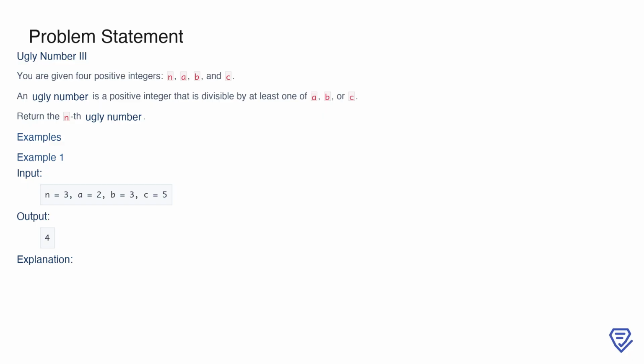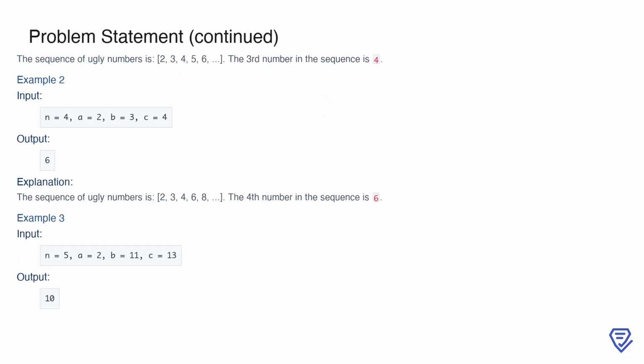Let's take a closer look at how this works through some examples. Looking at the first example, when n equals 3, a equals 2, b equals 3, and c equals 5, the sequence of ugly numbers is 2, 3, 4, 5, 6. These numbers are generated by including integers divisible by at least one of 2, 3, or 5, in ascending order. Here, the third number in this sequence is 4, so that becomes our output.